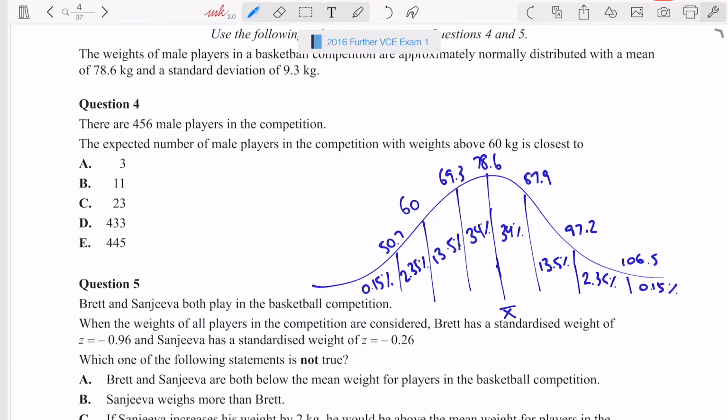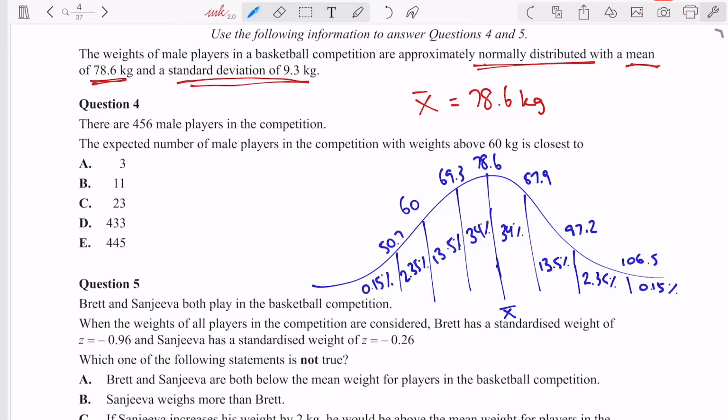The weights of male players in a basketball competition are approximately normally distributed with a mean of 78.6 kilograms. So our mean, this is the symbol for the mean, is 78.6 kilograms. Now this is the most important thing here. Whenever you see normally distributed, always think of this bell curve shown here. These are the percentages assigned to each standard deviation. So there's a standard deviation of 9.3 kilograms, which means each standard deviation is 9.3.